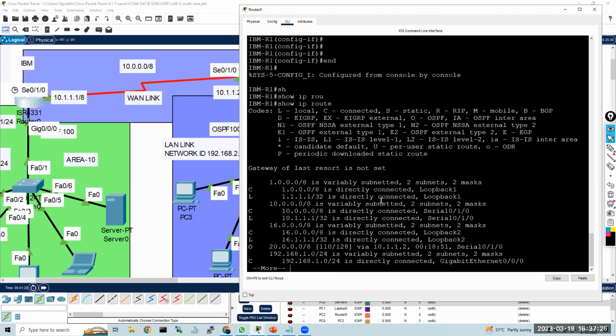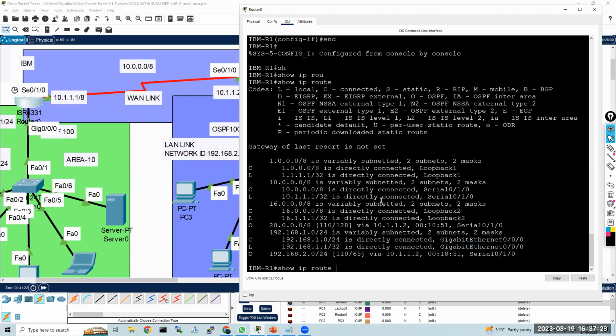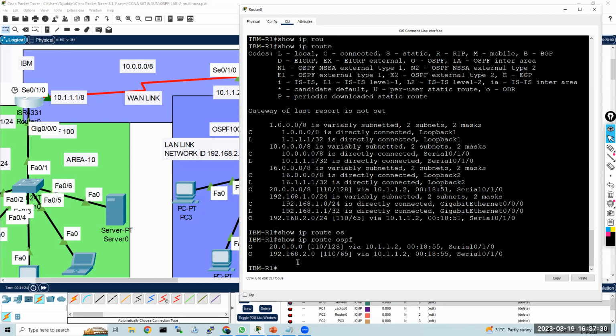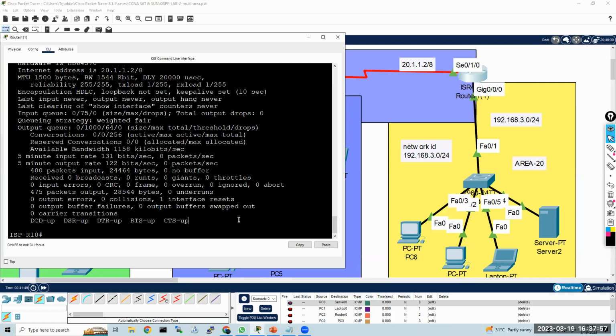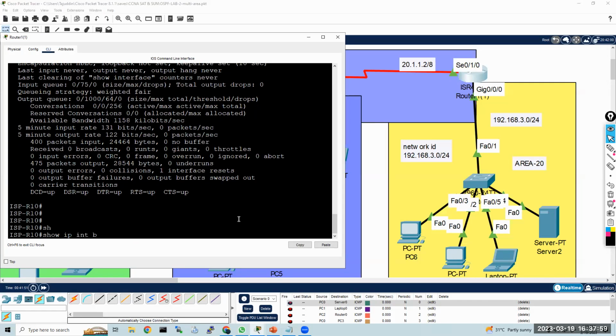Show IP route. See, this guy, show IP route OSPF. He has learned 2 networks. You see, sir? Where are we? In router 1, right? Router 1, yeah. So, where is 2? Yeah, we learned 2. That's correct. Then why this guy, router 3, show IP interface brief.